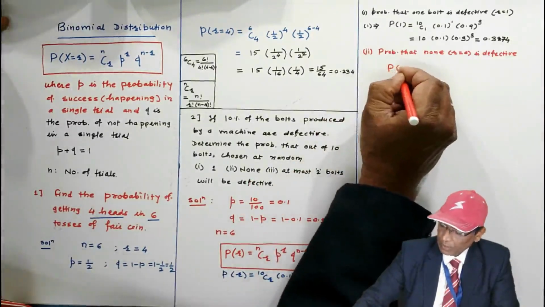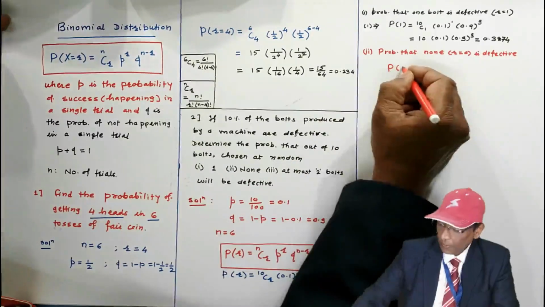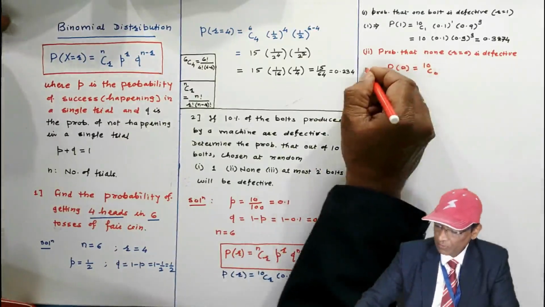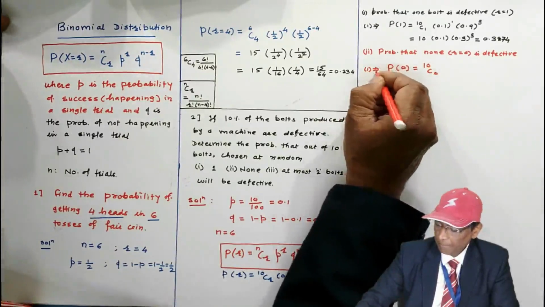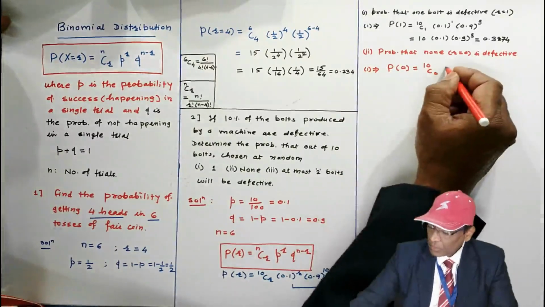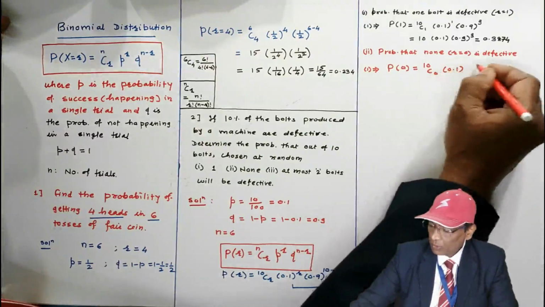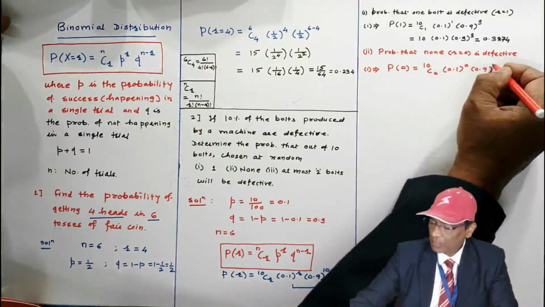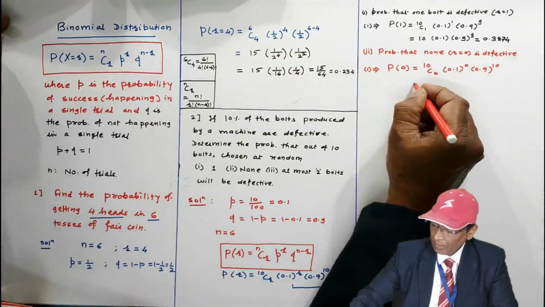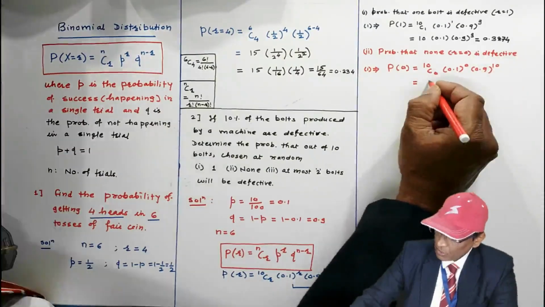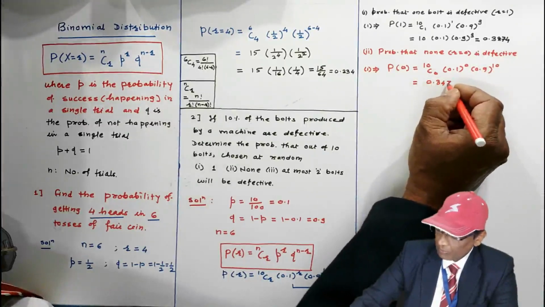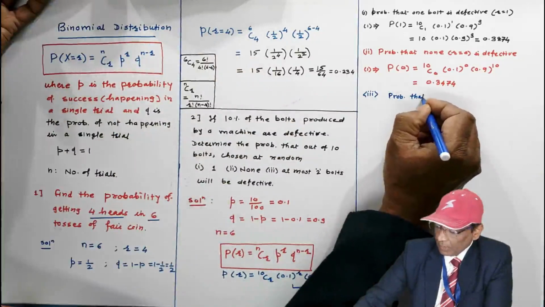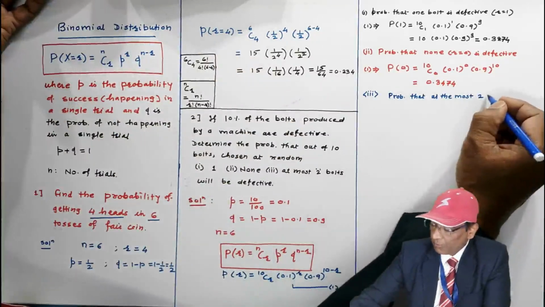Now, second question. Probability that none is defective, put r equal to 0. Equation 1 implies 10C0, put r equal to 0. 0.1 to the power 0, 0.9 to the power 10 minus 0, which is 10 directly. And the answer to this is 0.3474.